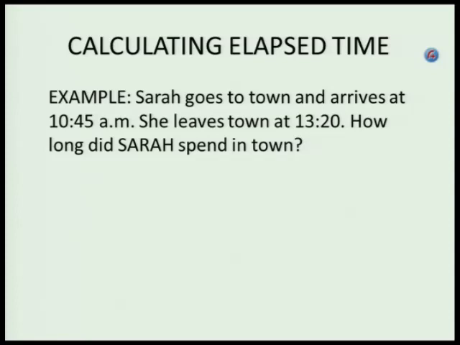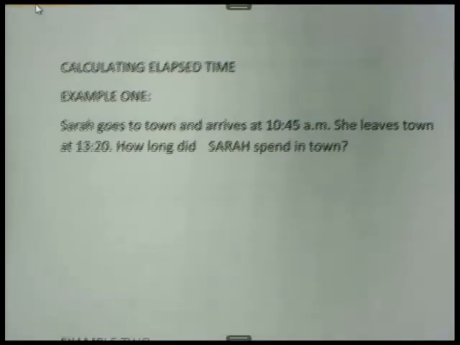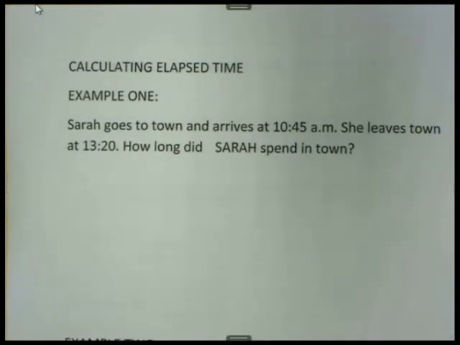Now it's obvious that Sarah came to town at 10:45 in the morning and she left at 13:20. In other words, that was afternoon, after 12 o'clock, that she left. How are we going to calculate the elapsed time? In this example, we are going to calculate how long Sarah actually spent in town.